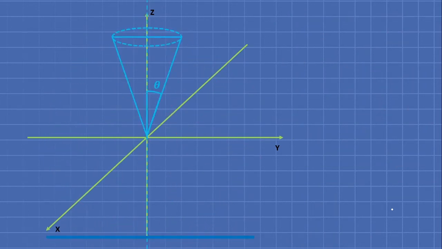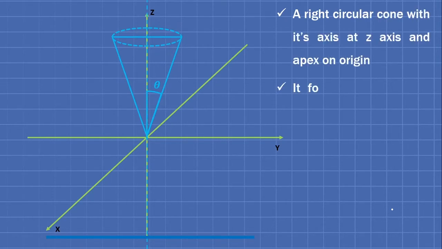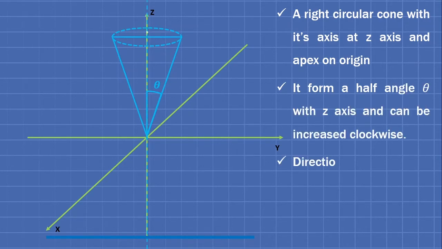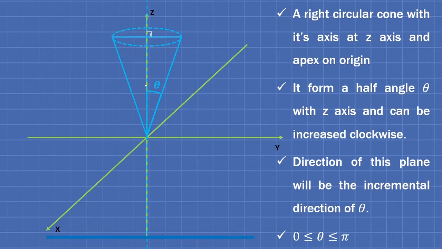The second surface of interest is a right circular cone with its axis as the z-axis and apex on the origin. As you can see in the figure, this is a right circular cone with its apex laid on the origin. It forms a half angle theta with the z-axis, and it can be increased clockwise. The direction of this surface will be in the incremental direction of theta.